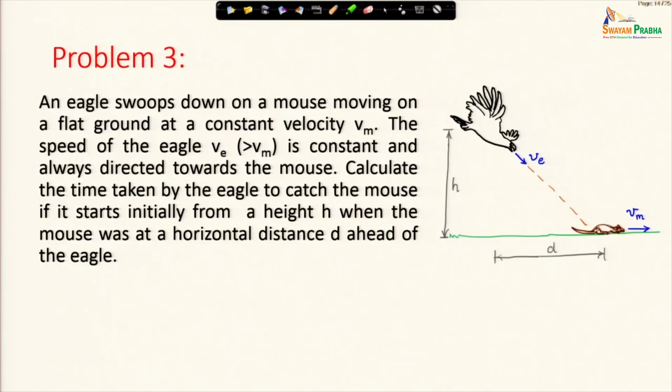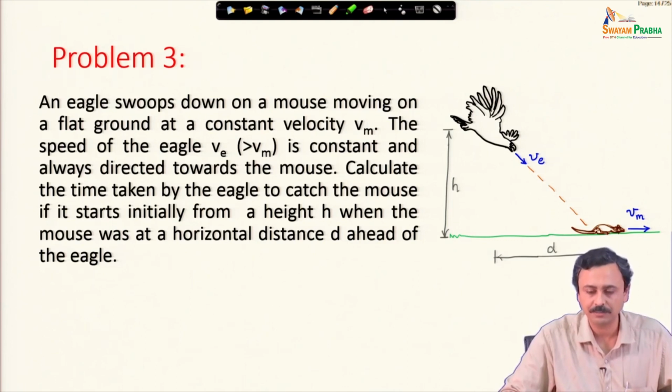Finally, we have a problem of this eagle which is swooping down on a mouse moving on the flat ground at a constant velocity v m. The speed of the eagle v e, which is also constant, is greater than v m. This is an assumption, and the eagle is always directed towards the mouse. Calculate the time taken by the eagle to catch the mouse if it starts initially from a height h when the mouse was at a horizontal distance d ahead of the eagle. These distances are all marked out in the figure.